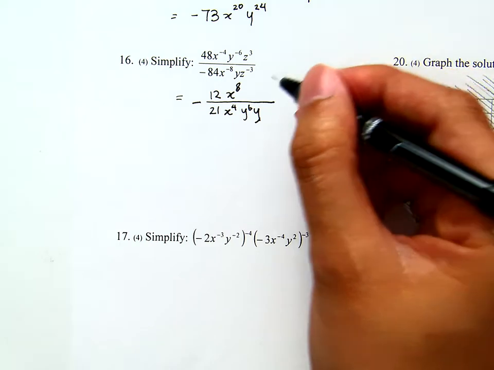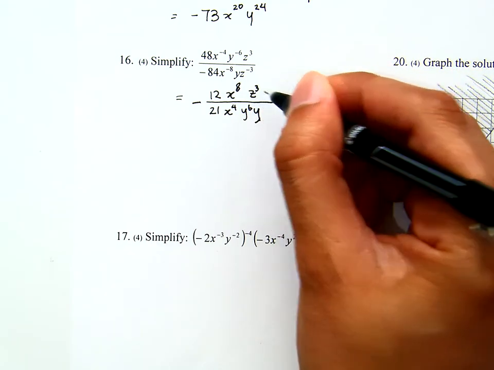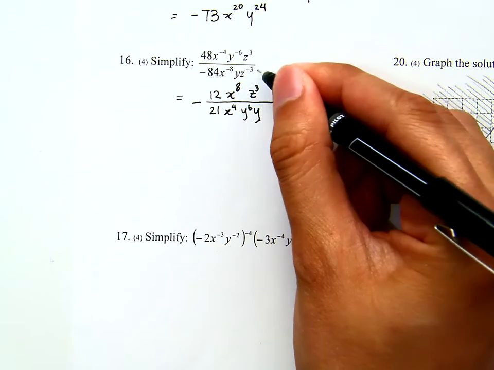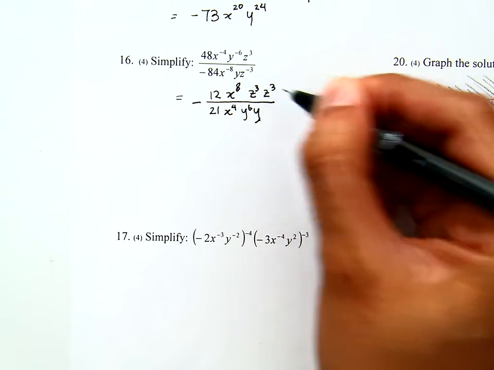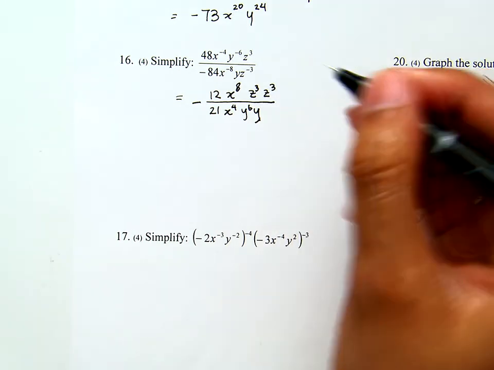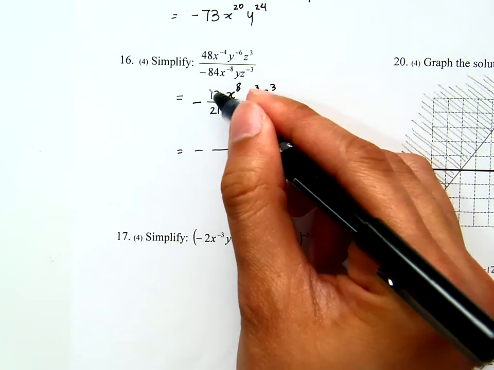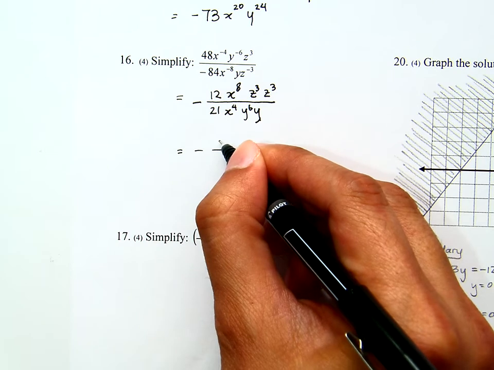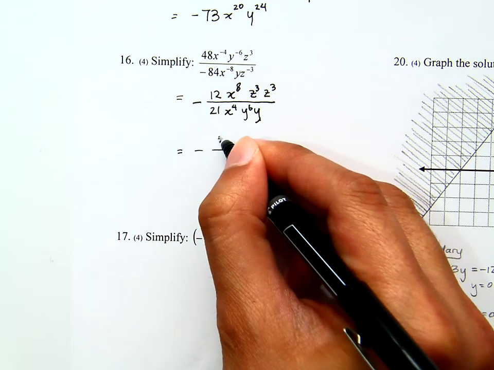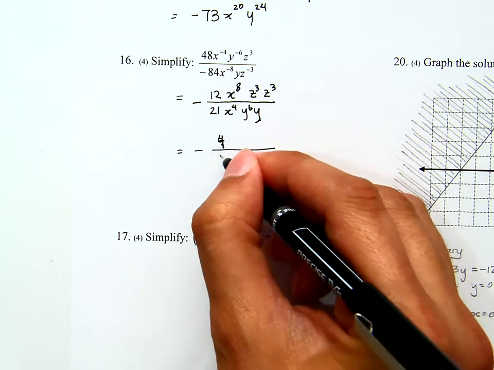For the z, I have z cubed on the top. That's positive. I will keep it there. And z to the negative 3 at the bottom, I will bring it up to make it positive. Now, what I will do next to go further into my simplification, 12 and 21, both of them are multiples of 3. So if I divide the top by 3, I get 4, and if I divide the bottom by 3, I get 7.